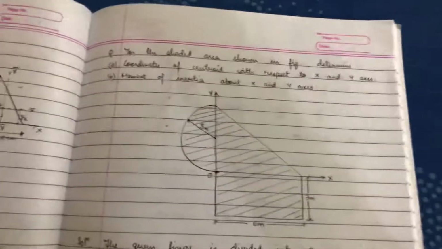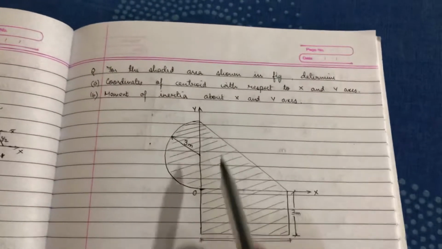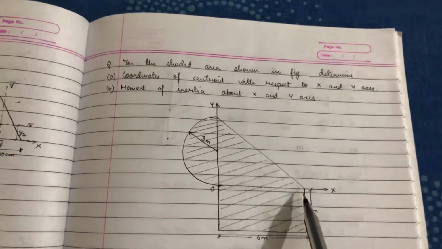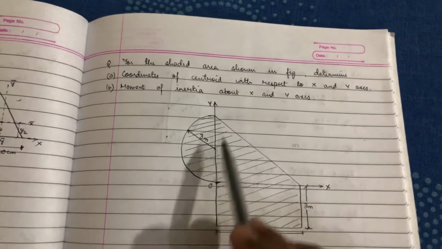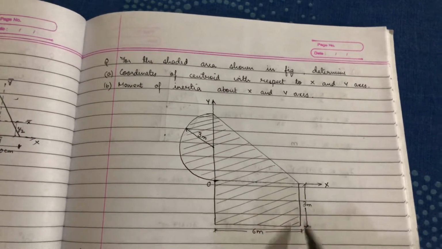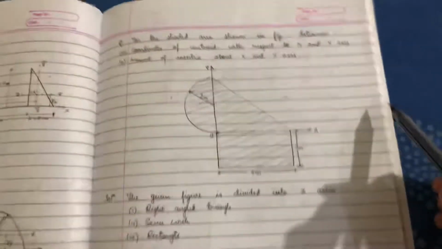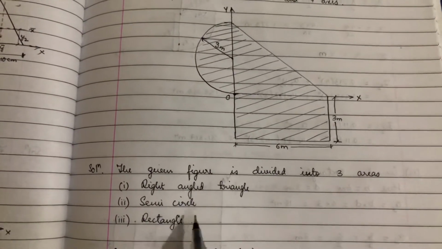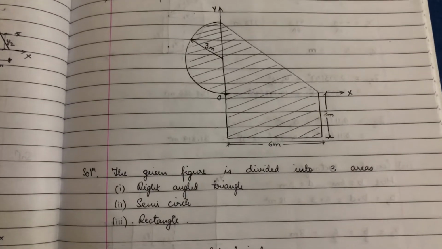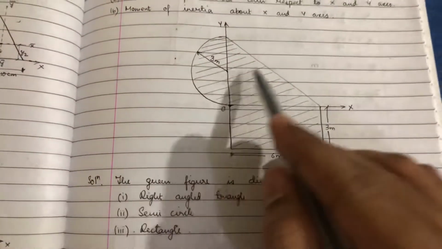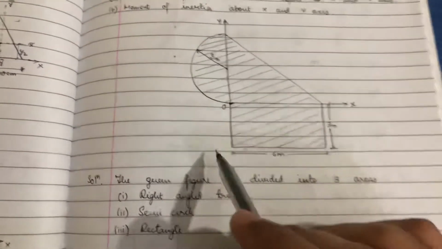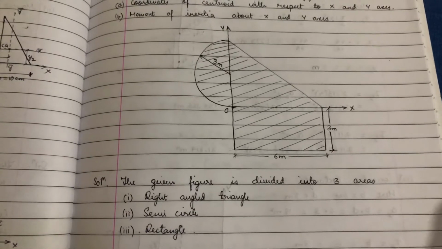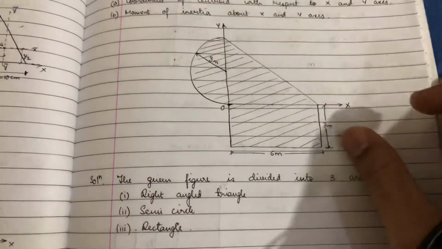So this is the figure given. This is the x and y reference axis. This is the right angle triangle. This is the semicircle and this is the rectangle. So the given figure is divided into three areas: right angle triangle, semicircle and a rectangle. As the whole portion is shaded, we have to add each and every thing. We should not subtract anything, we have to add everything.